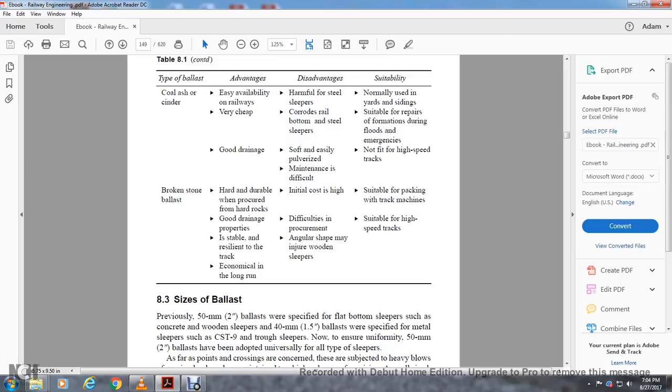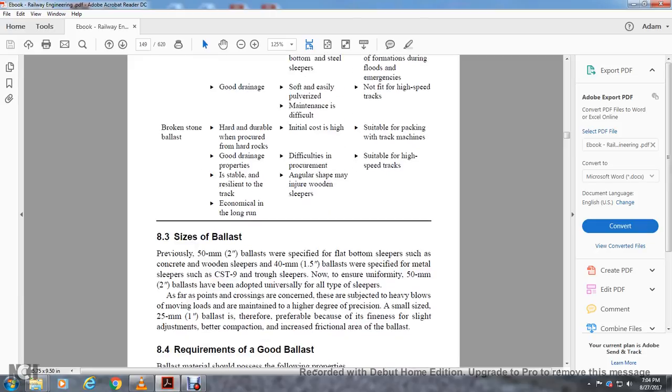Broken stone ballast. Advantages: hard, durable, wear-resistant, procured from hard rocks, good drainage property, provides resilience to the track, economical in the long run. Disadvantages: initial cost is high, difficulties of procurement, angular shape that may injure the wooden sleepers. Suitability: suitable for packing by track machines, suitable for high-speed tracks.